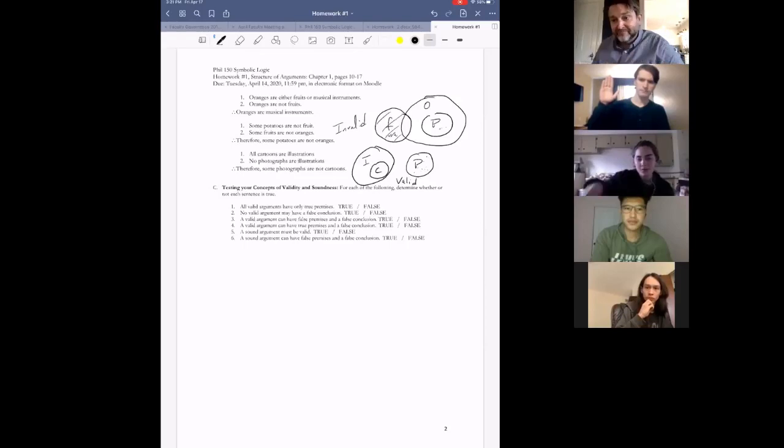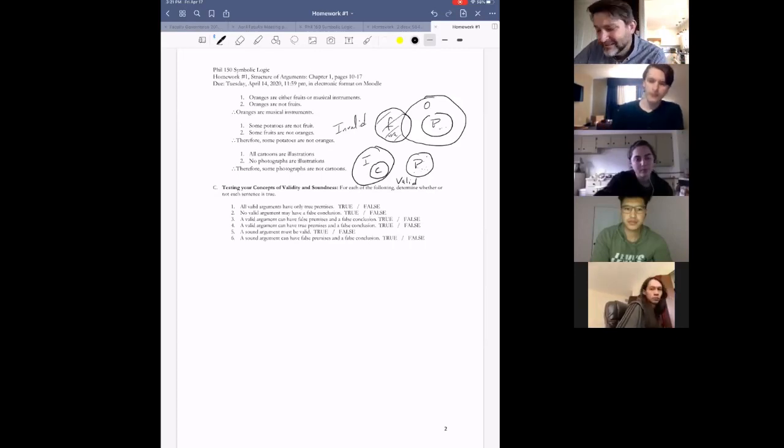Yep, Owen? You're muted. So if none of the photographs are illustrations, then would that make the conclusion any different if you were to rephrase it as no photographs are cartoons?